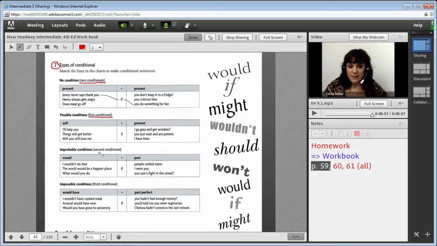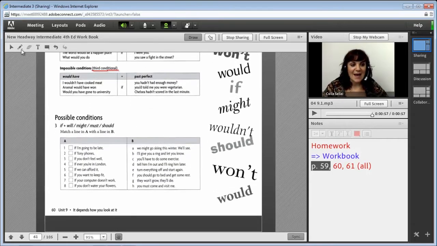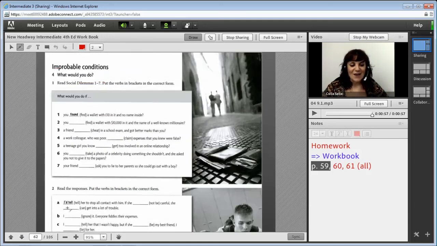And then we have the unreal present, second conditional, and the third conditional, your new favorite, I can imagine. Okay, so that's all you need to do, just to match the lines. So that's an easy one. And then in exercise number 3, possible conditions. If plus will, might, must, should. Match a line in A, again, some matching, with a line in B to make nice conditional sentences. And we haven't finished yet. I'm really sorry, but we need lots of revision of the conditionals.